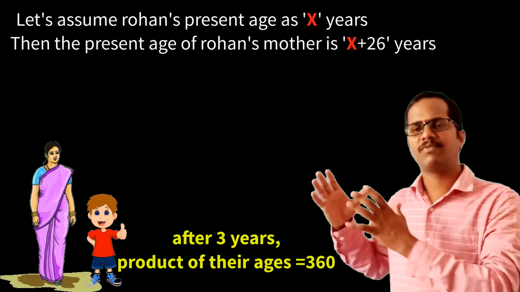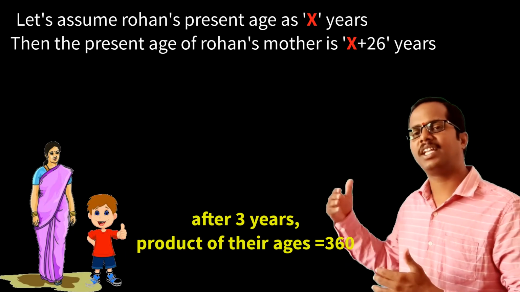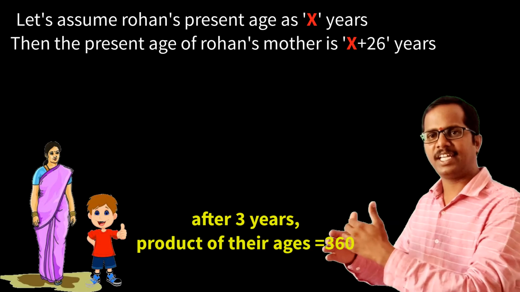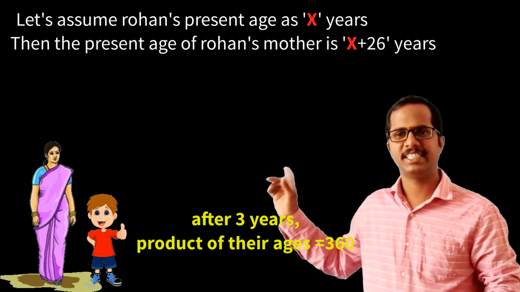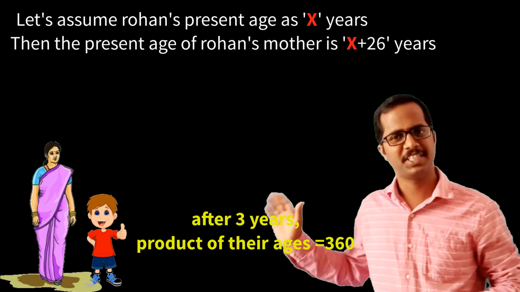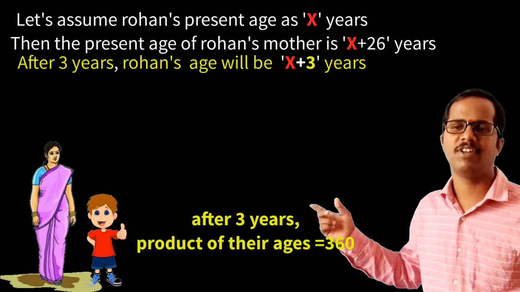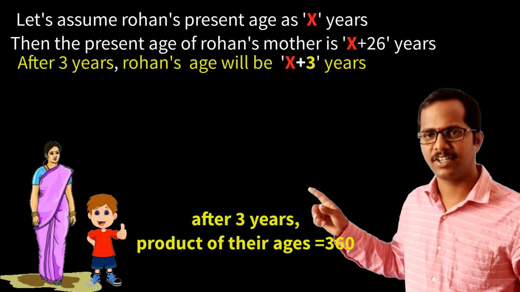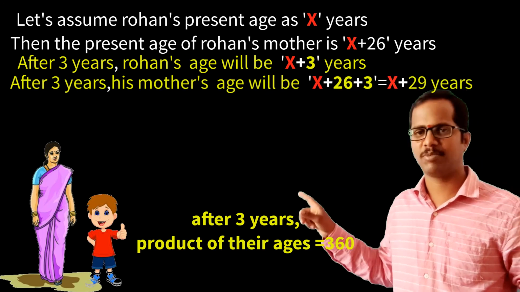Now one more piece of information we have is that after 3 years the product of their ages is given. Let us find their ages after 3 years using the ages that we assumed. What is Rohan's present age? It is x years. Now tell me, after 3 years, what will his age be? Very good, it is x plus 3 years. Now what will his mother's age be after 3 years? Her present age is x plus 26. For that we have to add 3 years. So we get x plus 26 plus 3, which equals x plus 29.